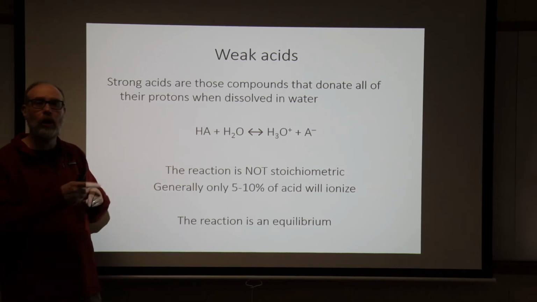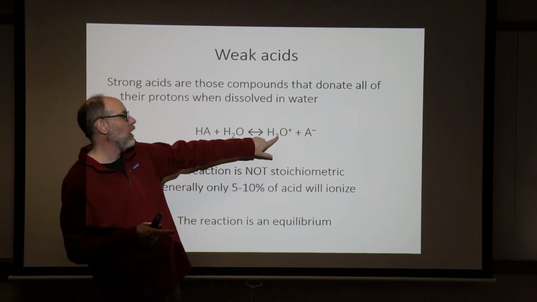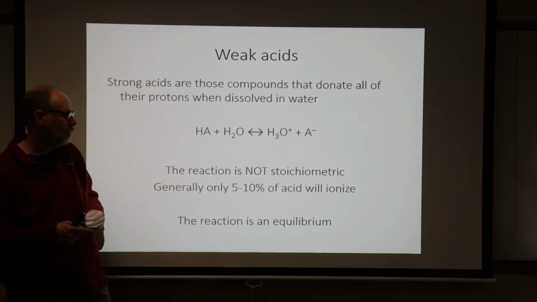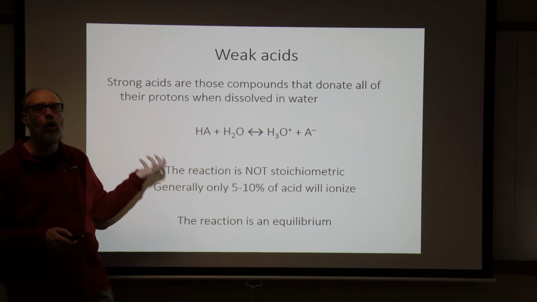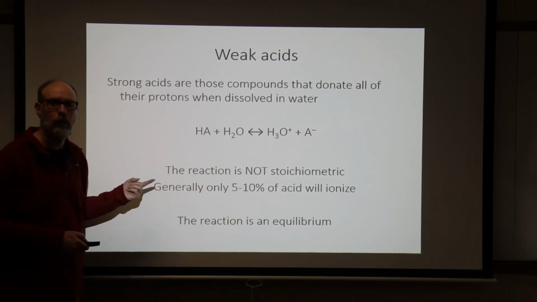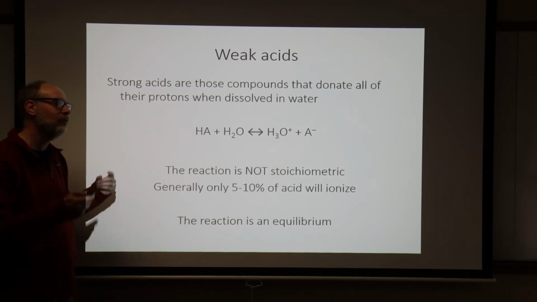So we have to worry about the equilibrium whenever we try to figure out how much H3O is produced whenever we start off with a certain amount of weak acid. All right? And so we look at this, it's an equilibrium. All those properties of equilibria are important for us here. Okay, so we're going to have to bring in all that stuff that we learned about equilibrium constants and equilibrium constant expressions.